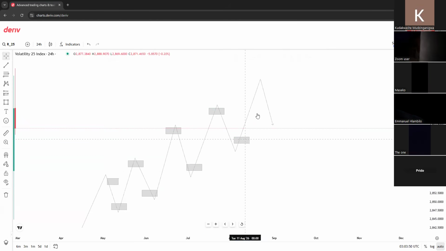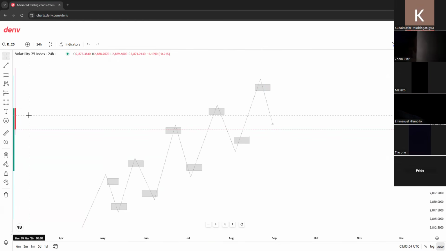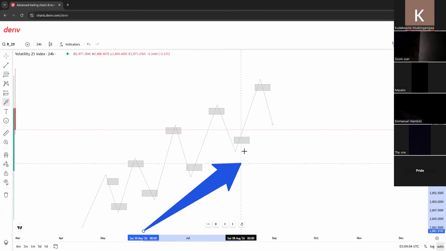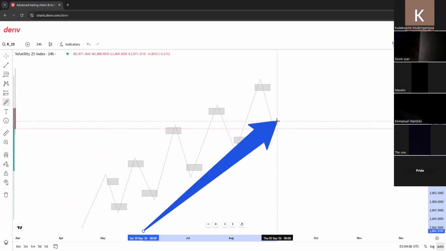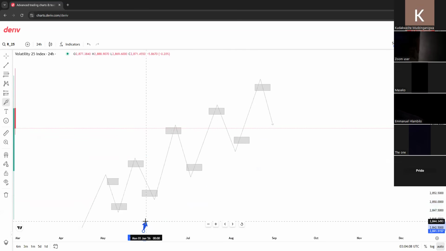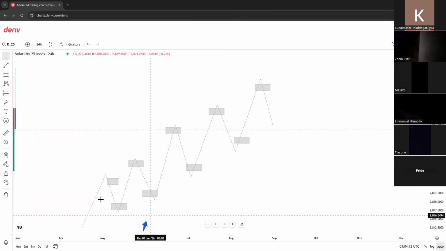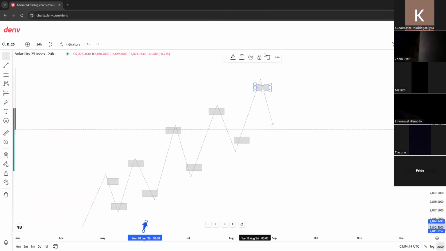But since we are in an uptrend, the fair value gaps that we really want to target are fair value gaps that are at the lows here, right? And why is it so? Because of the trend, right?